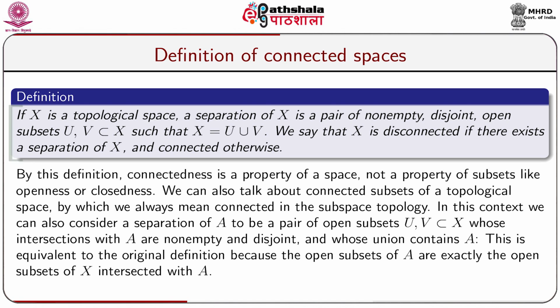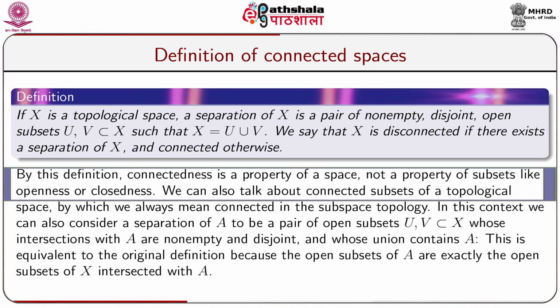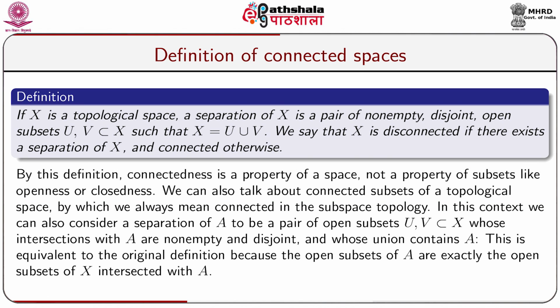So, that means we can say that a topological space is disconnected if we can separate it by two non-empty disjoint open sets, which automatically means that a space is disconnected if it can be separated by two non-empty disjoint closed sets. By this definition, connectedness is a property of a space, not a property of subsets like openness or closedness.